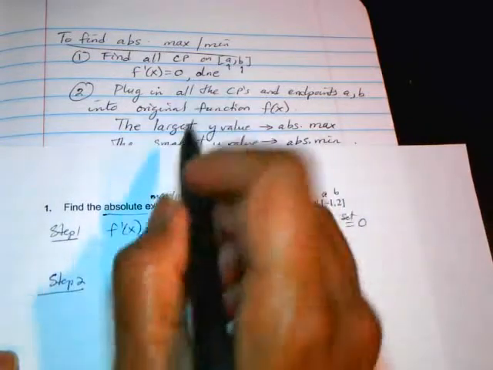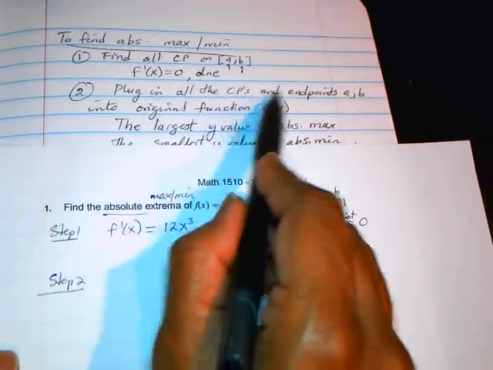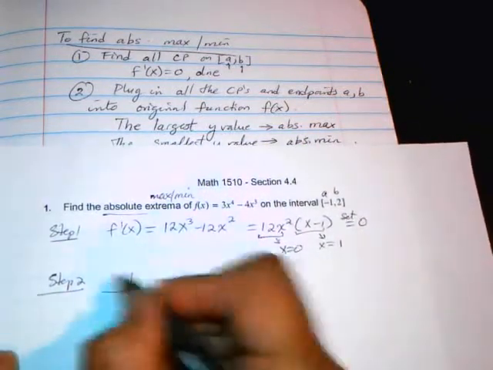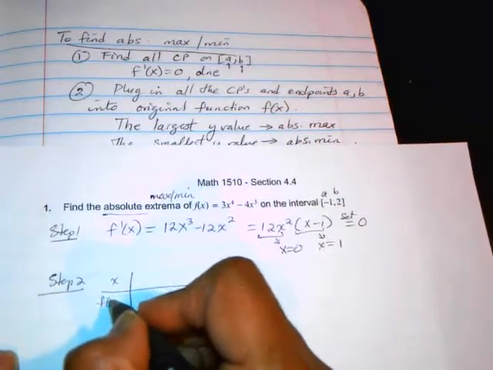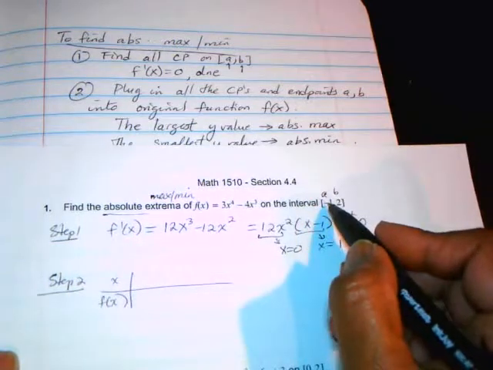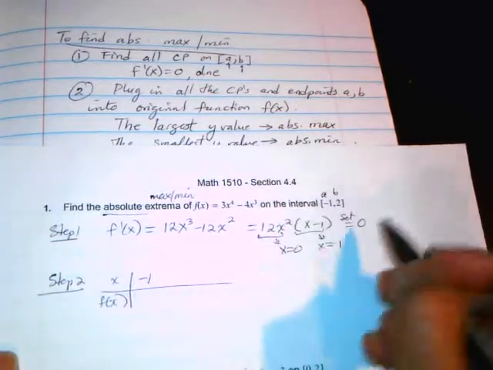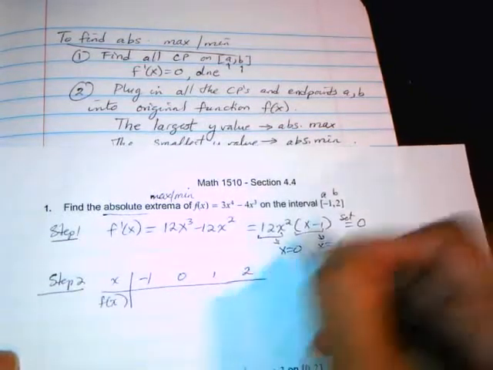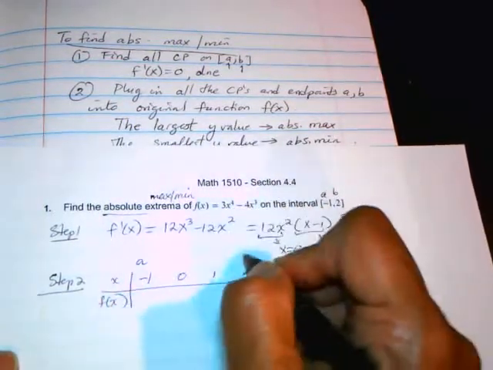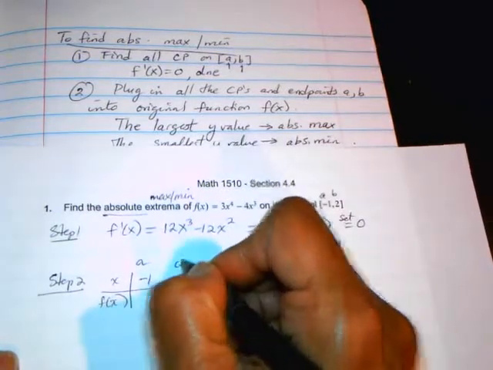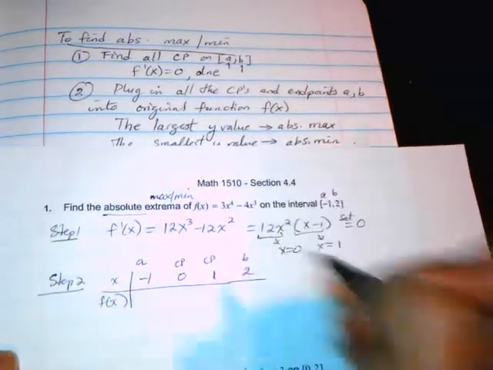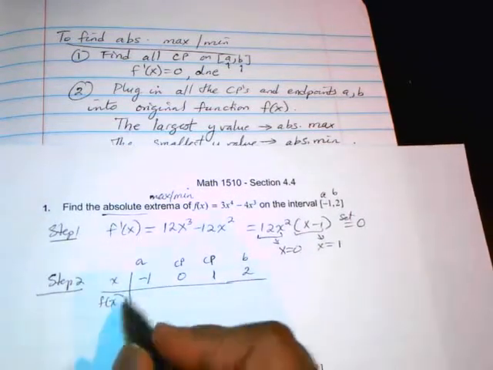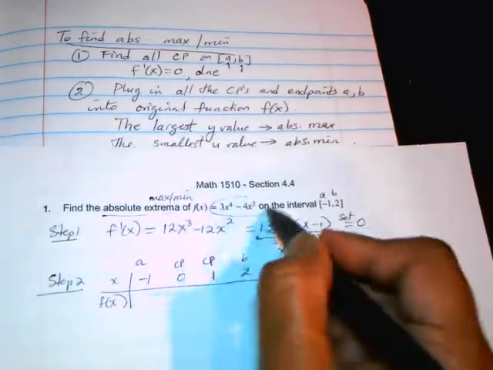Okay, and in step 2 you plug in all the critical points and endpoints into the original function. I like to make a little table. So you have x and f of x. Start off with the left endpoint, -1, then 0, and then 1, and then 2. That's the other endpoint. This is your A, this is your B, this is a critical point, this is a critical point. Okay, so that's how I got these 4 values, and we're going to plug them into the original function, which is right here.